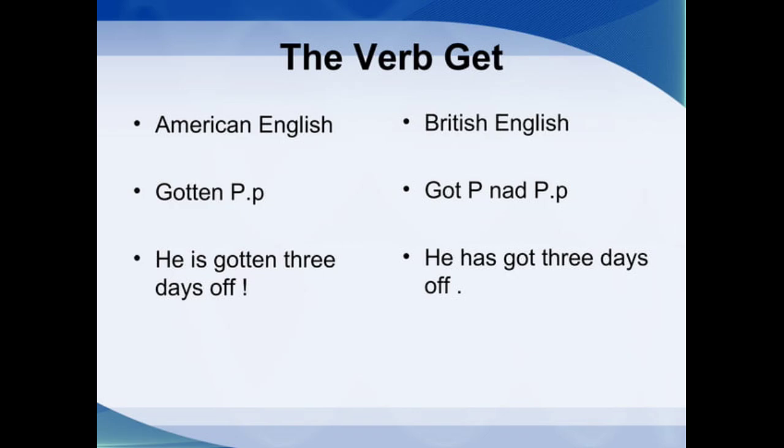The verb get is used slightly differently in American English and British English, particularly when it comes to the past participle form. Here's a breakdown of the differences. Past participle gotten. In American English, the past participle of get is often gotten. For example, he has gotten 3 days off. I had gotten a new job.